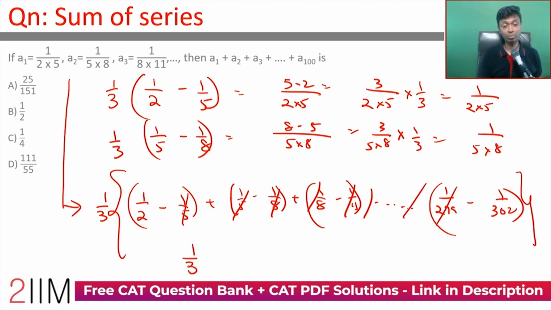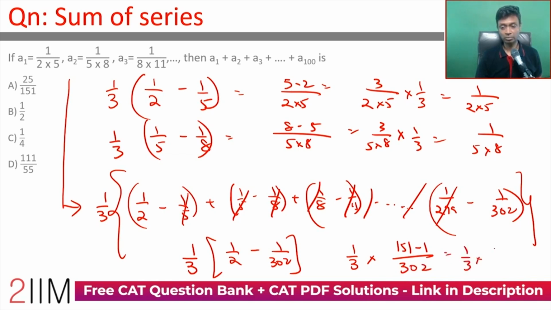Or we are looking at 1 by 3 times 1 by 2 minus 1 by 302. 302 and 2, LCM will be 302. This will be 151. So this is 1 by 3 times 151 minus 1 by 302. This is 1 by 3 times 150 by 302. This is 50 by 302, or 25 by 151. Fine.